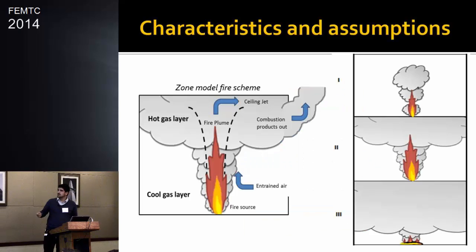So here's a fast model of how fire works. We have the entrained fire, the fire source. We have the hot gas layer, the fire plume, which is gonna give us the temperature at which the sprinkler is gonna be activated. We have the combustion products out, and we have the three stages. The first one, in which we're gonna need the sprinkler to be activated at that moment before it gets to the second stage.